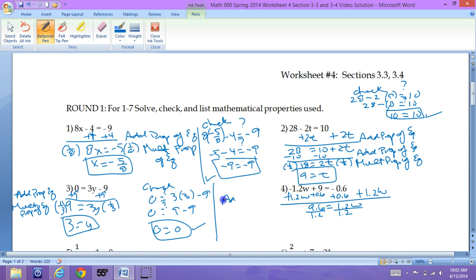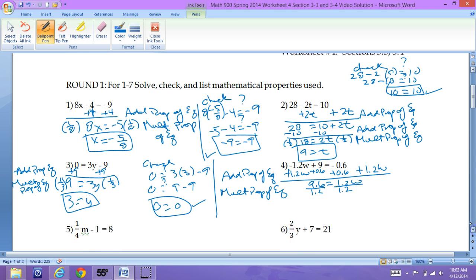This used the addition property of equations all in one step this time because I left myself enough room. And this is the multiplication property of equations. And you will have more room for your work on quizzes and exams. So now we have to actually do this work.